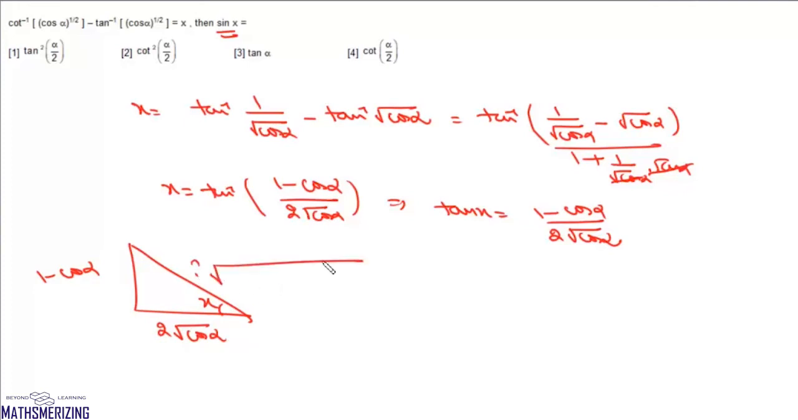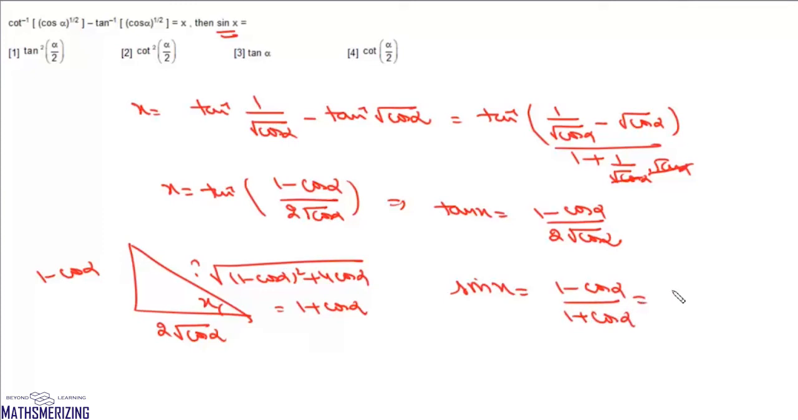So this hypotenuse will be under root of (1 minus cos alpha) whole square plus 4 cos alpha, and it'll be 1 plus cos alpha. So from here we can write sin x as (1 minus cos alpha) upon (1 plus cos alpha). Now 1 minus cos alpha is 2 sin square alpha by 2, and 1 plus cos alpha is 2 cos square alpha by 2. Here 2 will cancel. So now we can write this sin x as tan square alpha by 2, and that's your option 1.